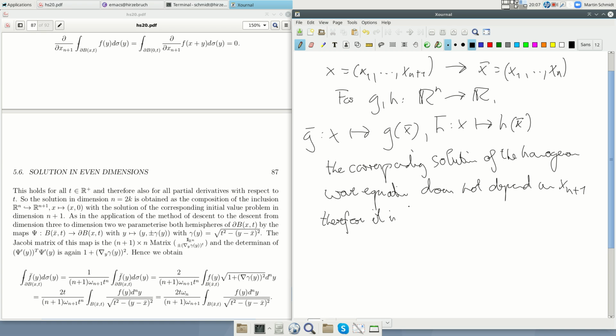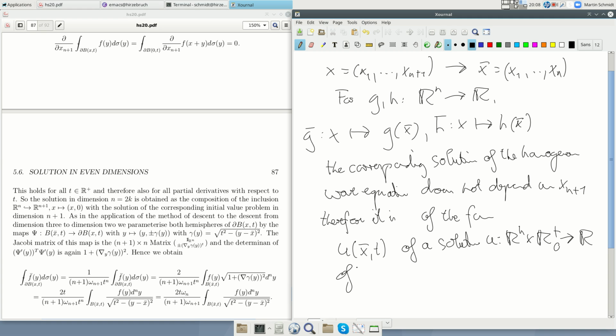So it is of the form u of x bar, t, of a solution u: R^n × (0,∞) to R of the initial value problem in dimension n.